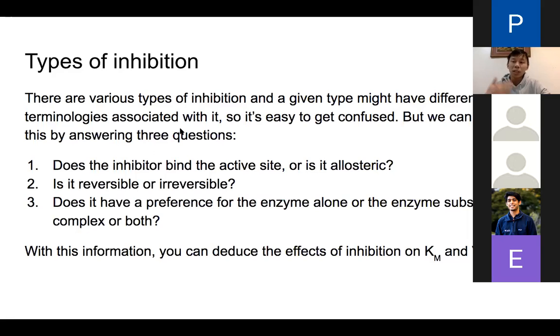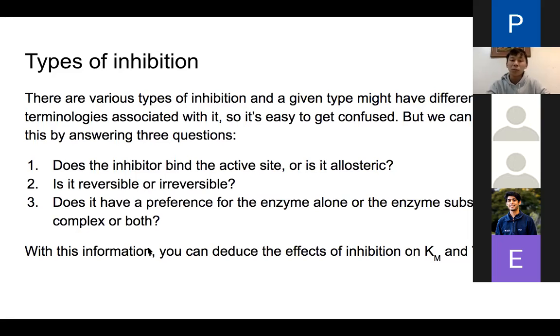When you're given an inhibition, in order to really understand what it does, you have to answer 3 questions. First, does the inhibitor bind the active site, or is it allosteric? Does it prevent the enzyme from functioning by binding to a different site other than the active site? Second, is it reversible or irreversible? Reversible means that it can bind with some weak interaction and then dissociate, while irreversible means that it binds, let's say, to the active site and then forms a covalent bond that cannot be readily broken.